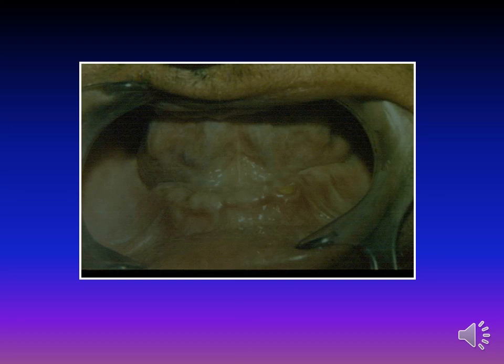Here, after some time, we can see that the root can appear in the oral cavity, and this is a problem.